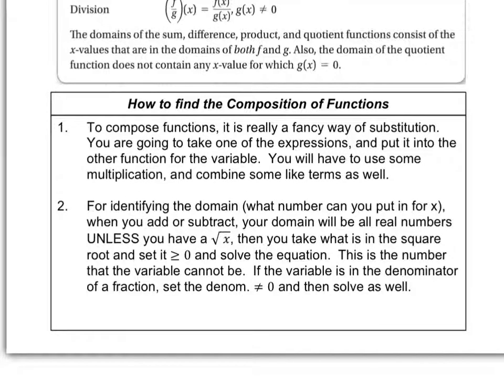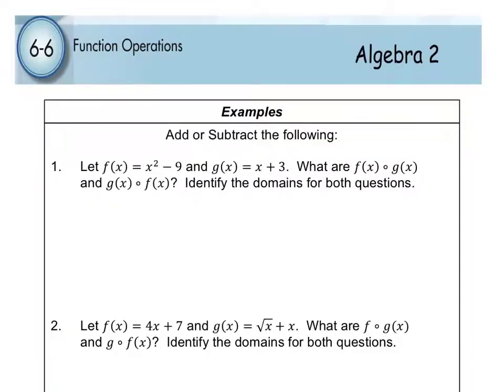You're going to have some that end up multiplying, distributing, combining like terms, foiling. There's a bunch of different types of things we're all going to put together here. Again, the domain is the same process. If you have a square root or a fraction, those are the only two times you're going to have a domain that's not all real numbers. Now let's dive into these examples.